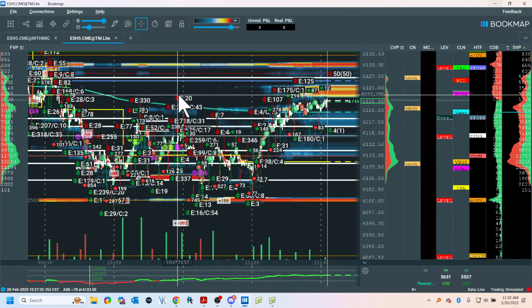Where are the stops now in this leg? Here. So there and there. Shorts are here. Shorts are here. Stops are here. Let's see what happens. You see what I mean?